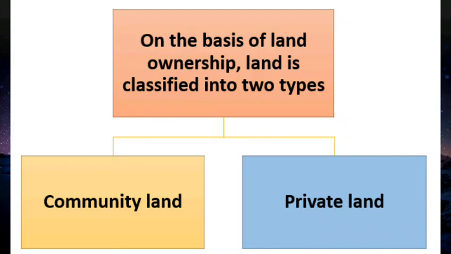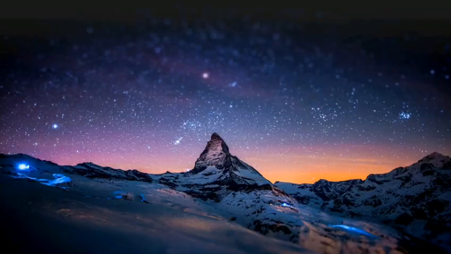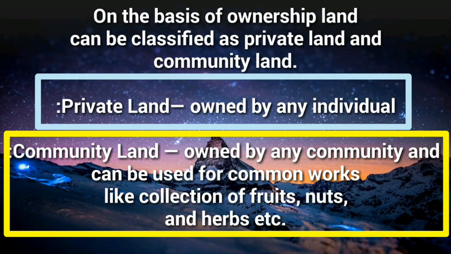We can classify the land on the basis of ownership as private land and community land. Private land is owned by an individual, whereas community land is owned by the community for common uses like collection of fodder, fruits, nuts or medicinal herbs.